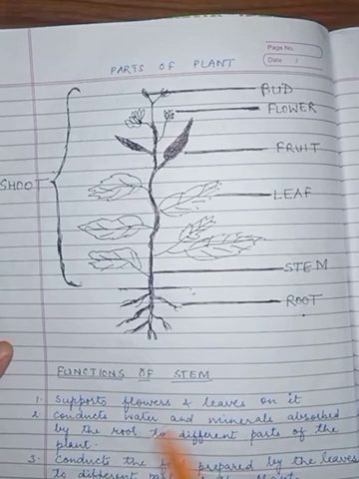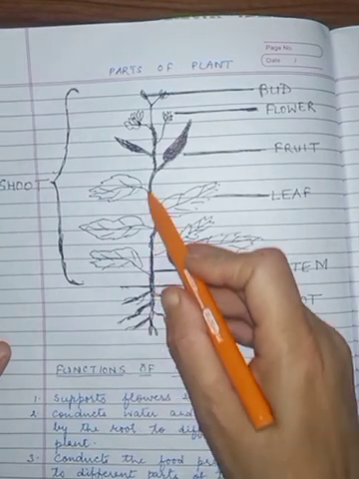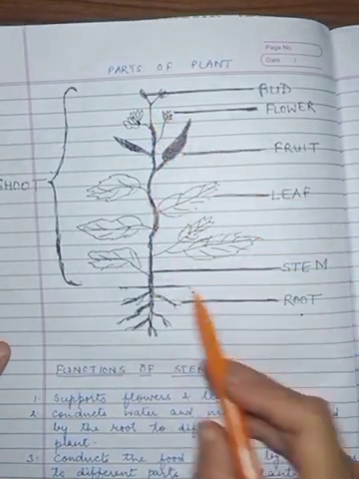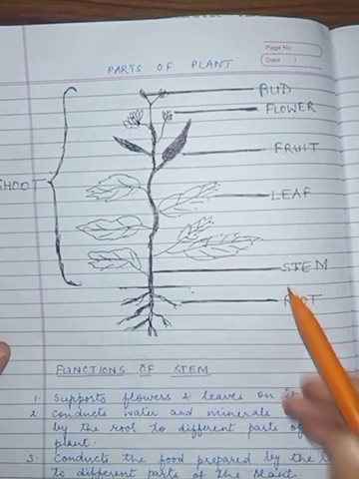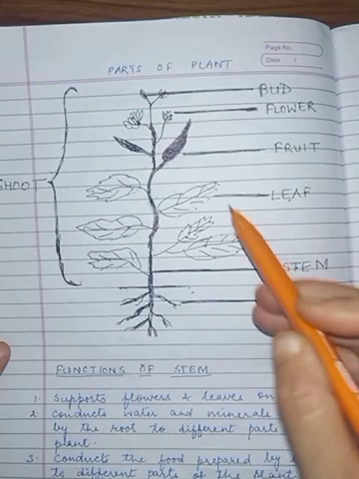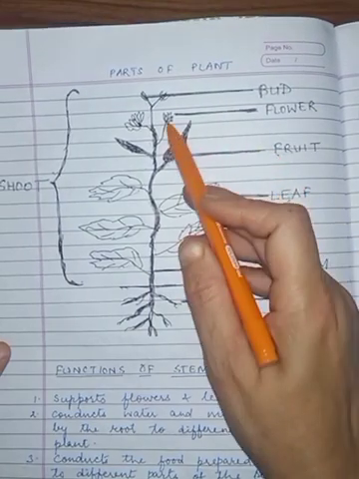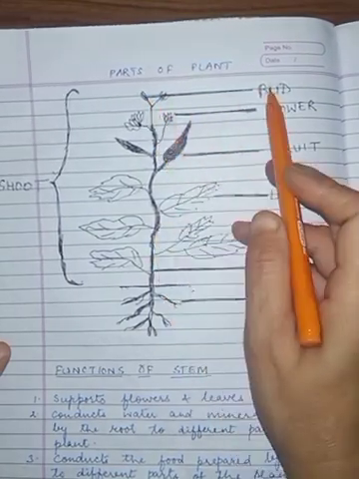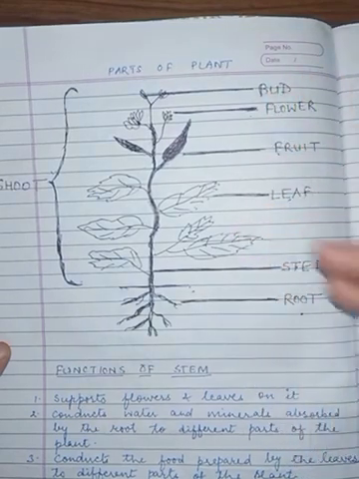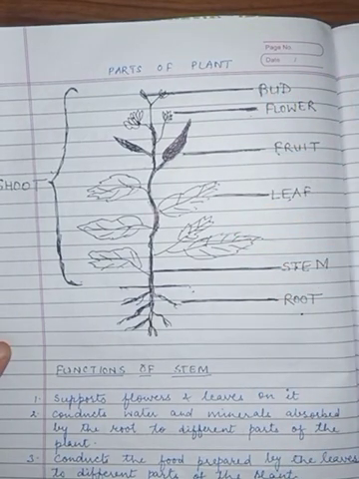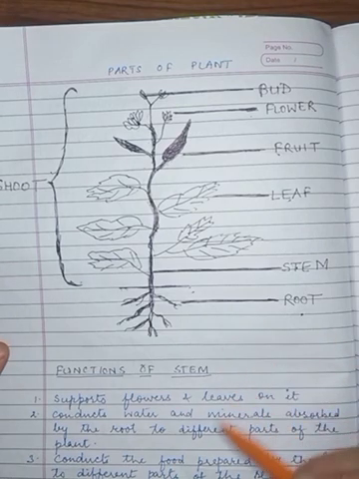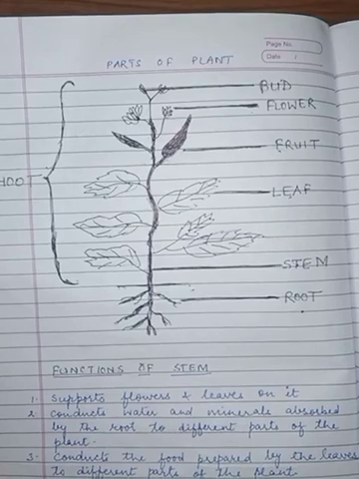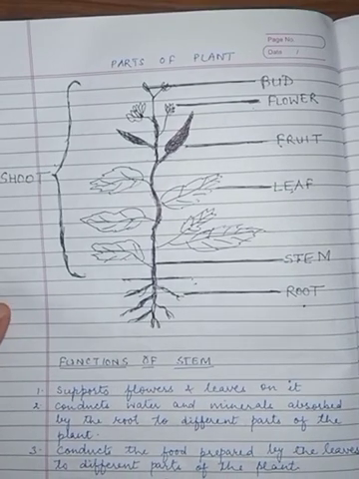Clear? Now comes stem. This is the stem. Stem of the plant. Then leaves. Then comes fruit, flower, bud. Understood? I hope you will be able to draw the diagram very neatly as I have drawn. So draw this diagram in your notebook also.